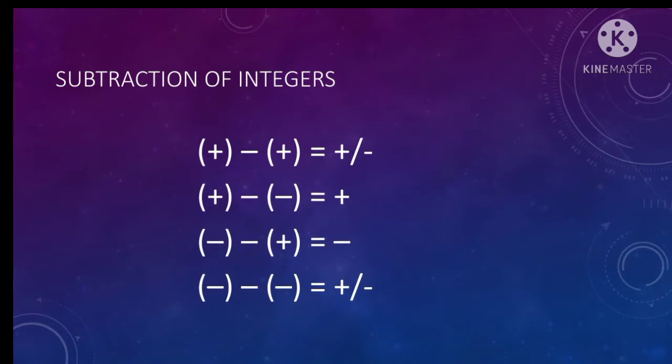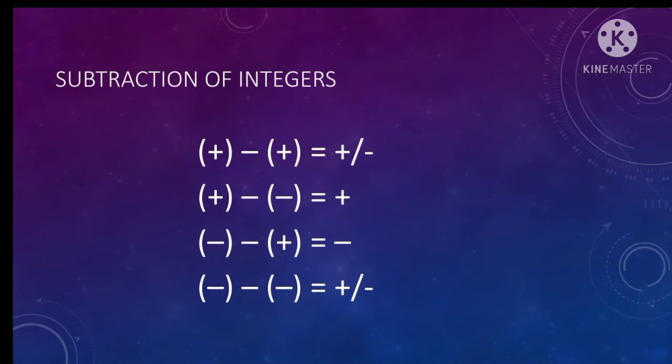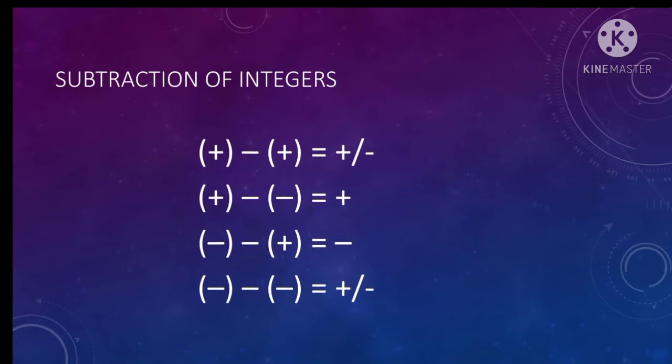Next, the rules in solving subtraction of integers, or solving signed numbers using the operation of subtraction. First is positive minus positive is equal to either positive or negative. Positive minus negative is equal to positive. Negative minus positive is equal to negative. Negative minus negative is equal to either positive or negative.